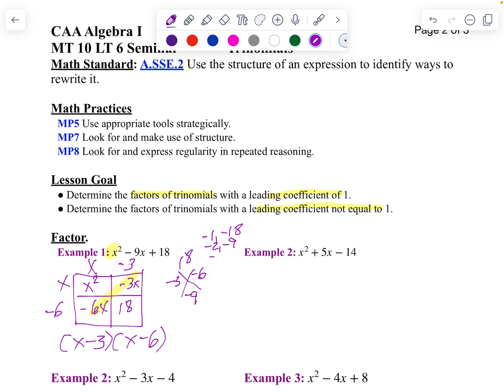And if you notice, since I just did 3 and 6, I don't really need to make my box with a leading coefficient of 1. That was just to help us out.